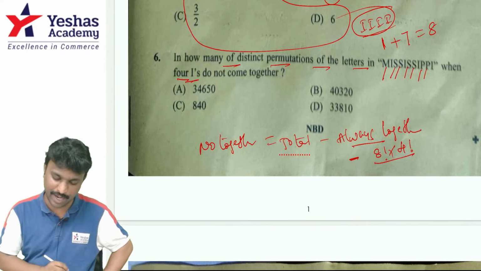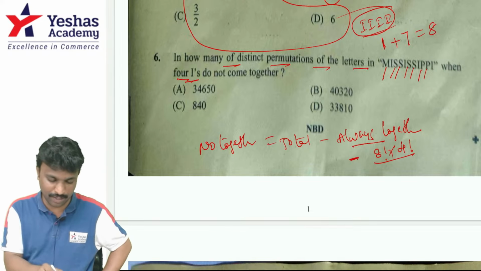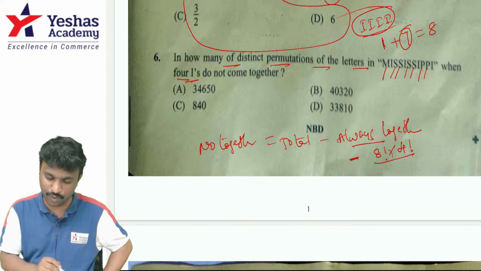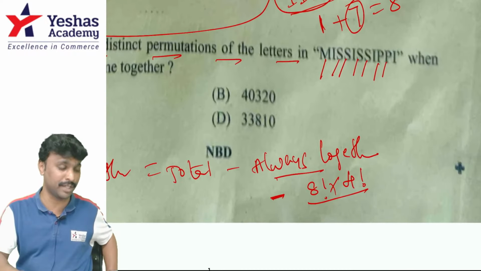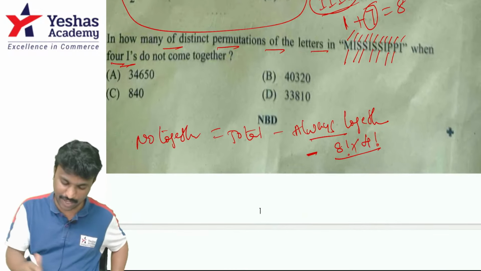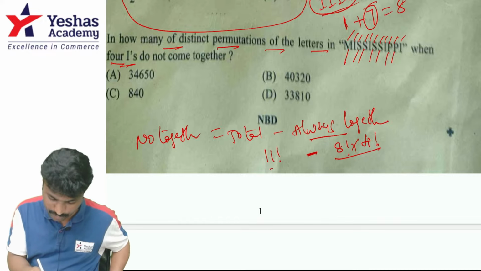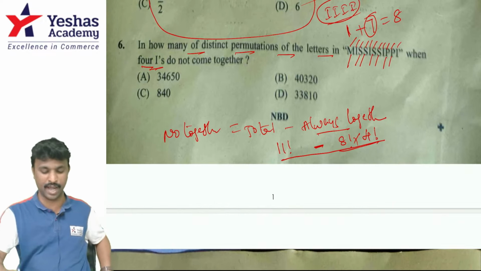Now tell me total arrangements of the letters of the word Mississippi. So total letters 7 plus 4, it is 11 letters. Yes or no? Just count and confirm. 1, 2, 3, 4, 5, 6, 7, 8, 9, 10, 11. So total arrangements of the letters of the word Mississippi is 11 factorial. So we have to now take care of the repetition as a whole.